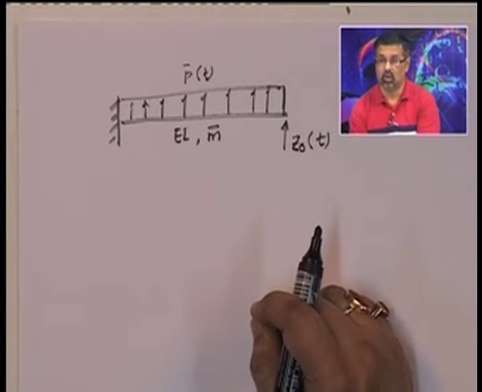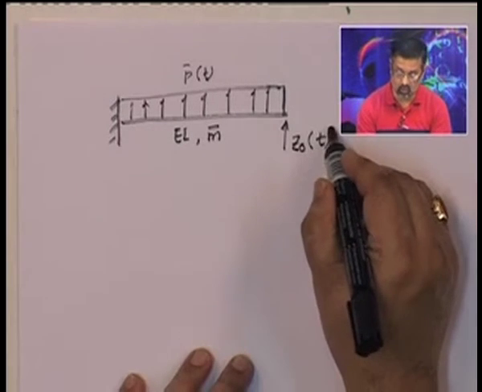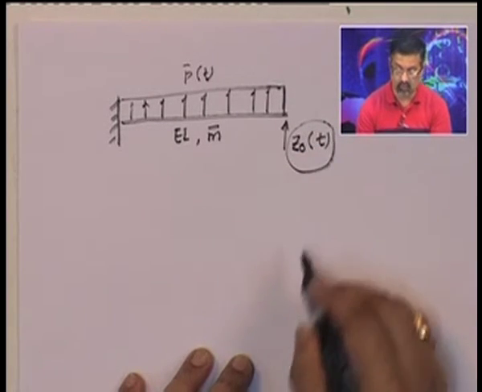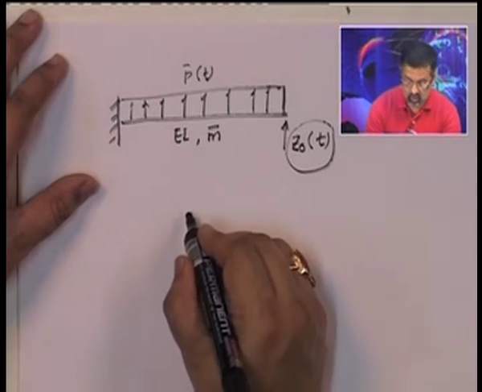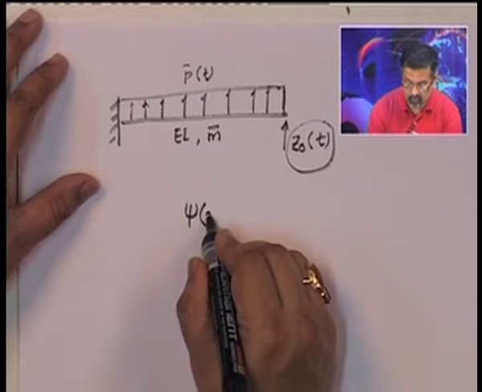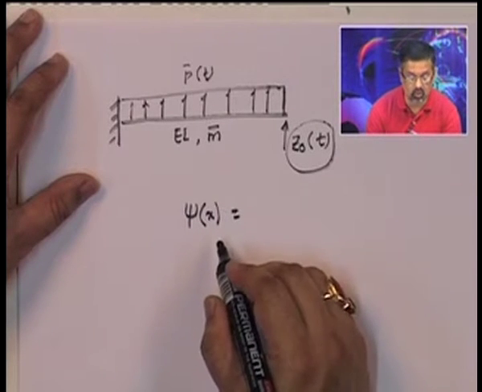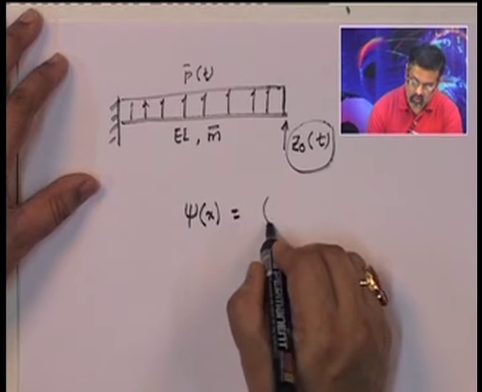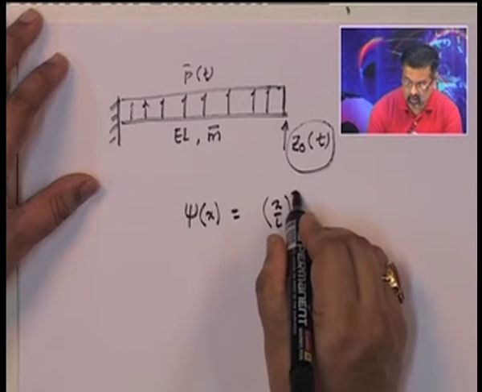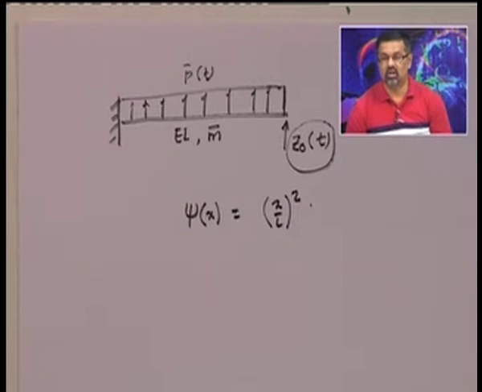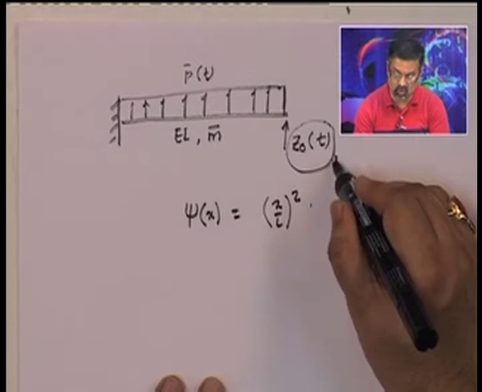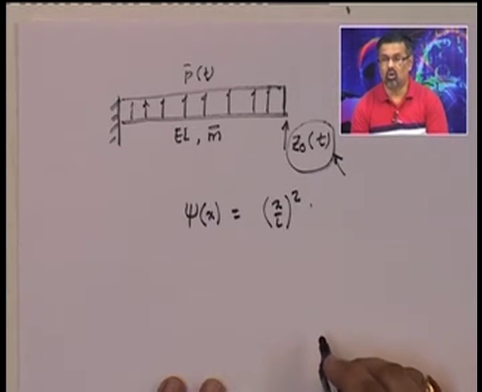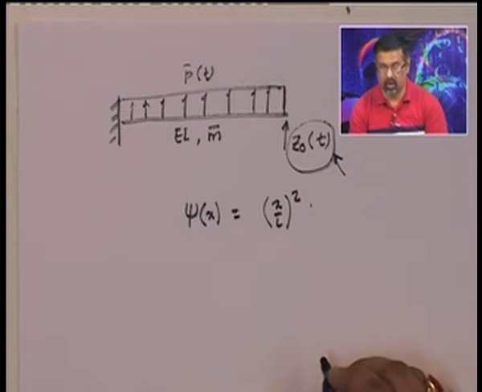uniform distributed load, and I want to write down the equation of motion in terms of this, and I shall use xi x to be equal to x upon L squared. I am assuming xi x to be equal to x upon L squared. Okay. So, if I do that, well, let us see what does the equation happen in terms of this. Now, without going in, let us go and look at the way we have developed it.